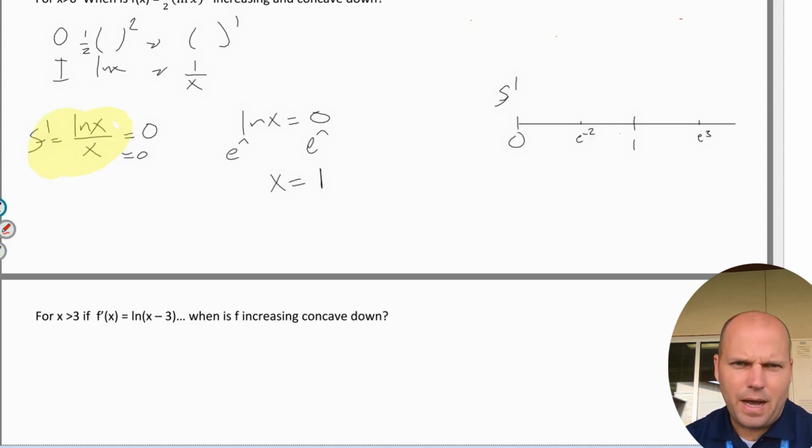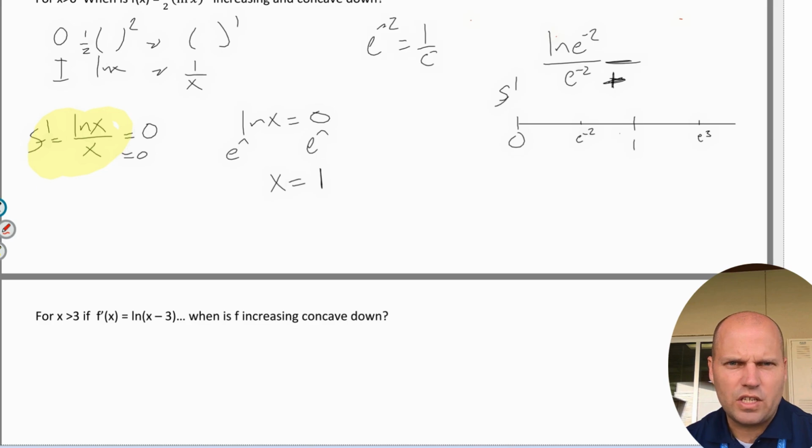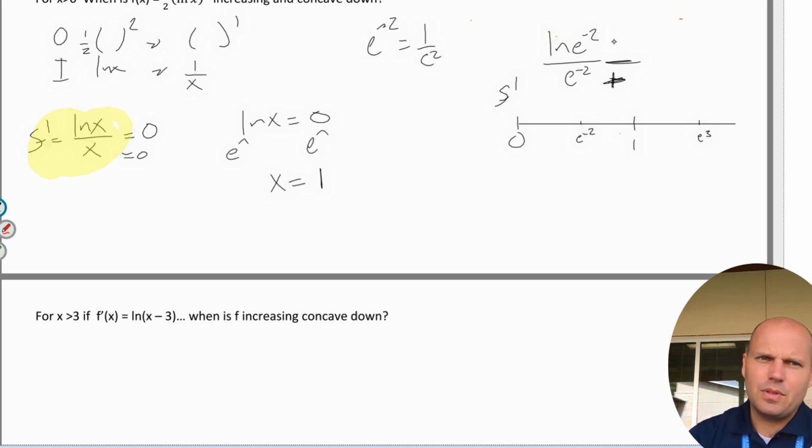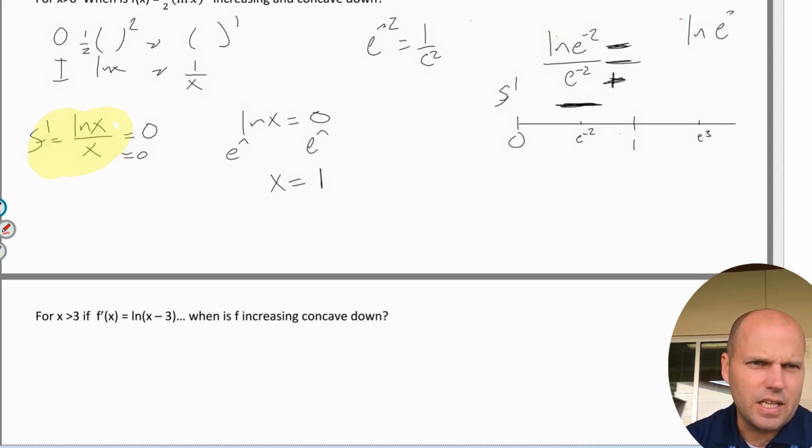We're talking about positive x's. So if I plug in e to the negative second, the bottom is positive. This is very important. The bottom's positive. E to the negative second is the same as 1 over e squared. It's the top that is negative, -2. So I'm going to get negatives here. And if I plug in e cubed, I obviously see it's going to be a positive over a positive, which is a positive.